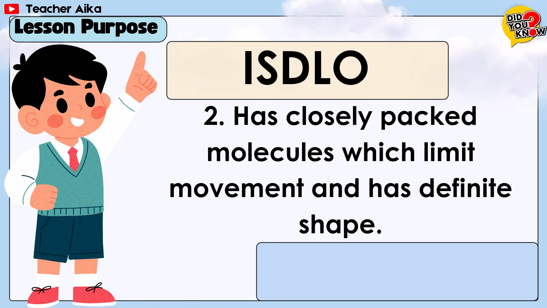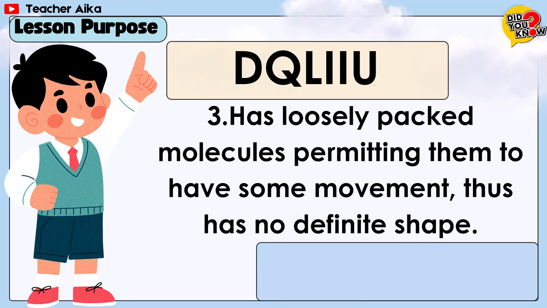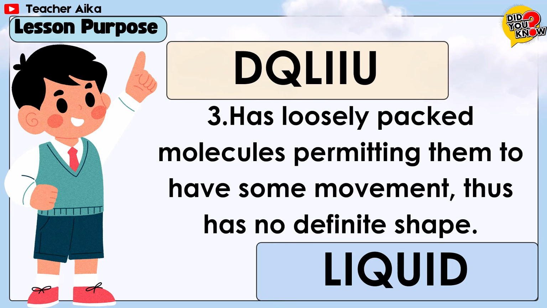Number 2. Has closely packed molecules which limit movement and has definite shape? The answer is solid. Solid. Number 3. Has loosely packed molecules permitting them to have some movement, thus has no definite shape. The answer is liquid. Liquid.